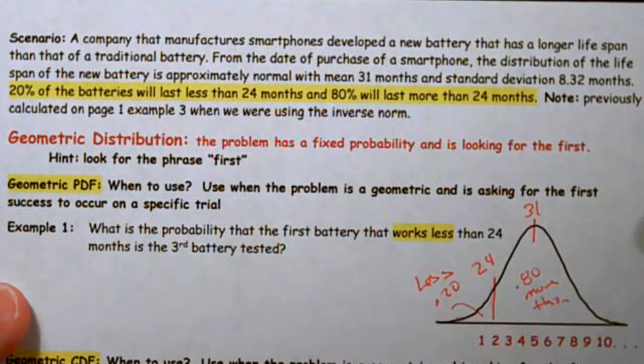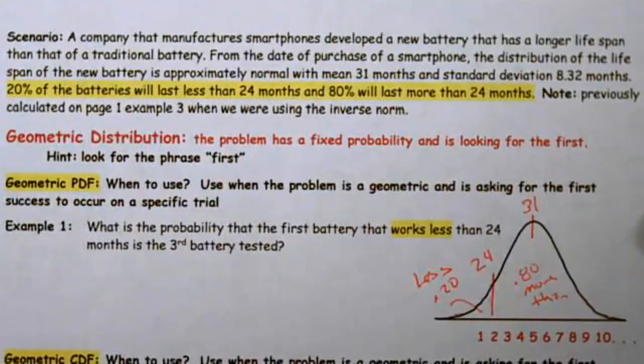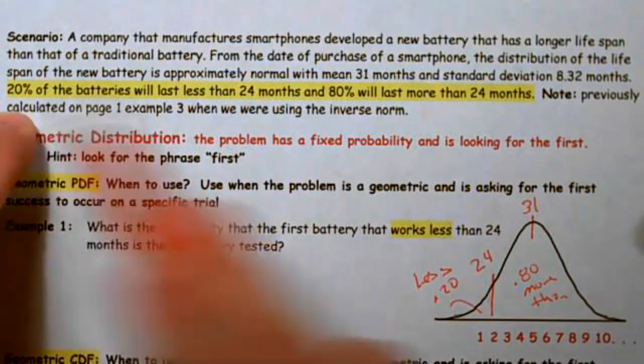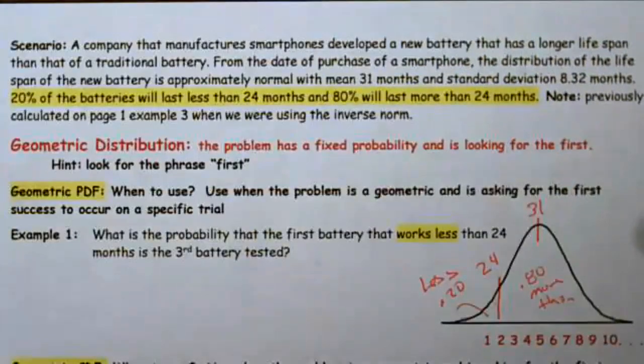All right, so geometric distribution. The problem has a fixed probability. Well, here we do, we're fixed at either 20% or 80%, depending on whether they said less than or more than, all right? But we are looking for the first that occurs, all right? So the phrase that indicates first or something that indicates that, that's what we want to use. That lets us know we're doing that. Geometric, we use when we have a specific singular value, just like when you use the binomial PDF.